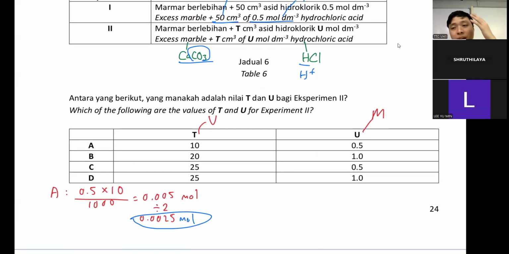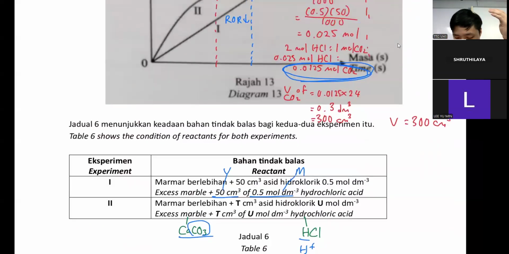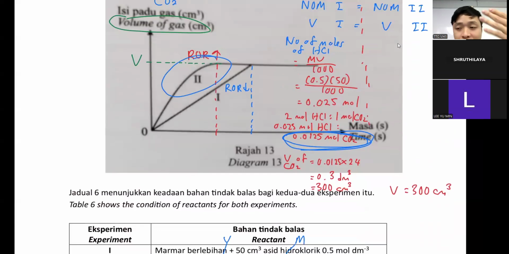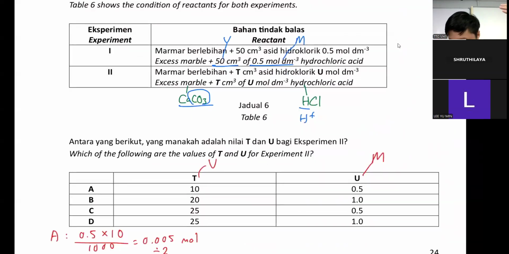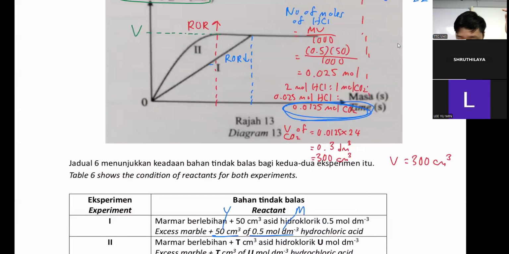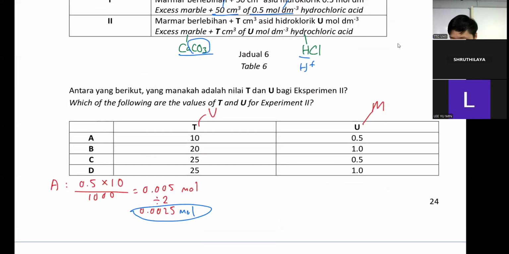Now, but don't forget to consider the reason: the second has higher rate of reaction. Most probably because you increase the concentration. It means just now the first one you use 0.5, right? The second cannot be 0.5. If the first one uses 0.5 mole per dm cube, of course the second you have to increase to 1.0. So the answer should be either B or D, isn't it? Better. So actually, you don't even have to calculate for A and C, if you are smart about it.